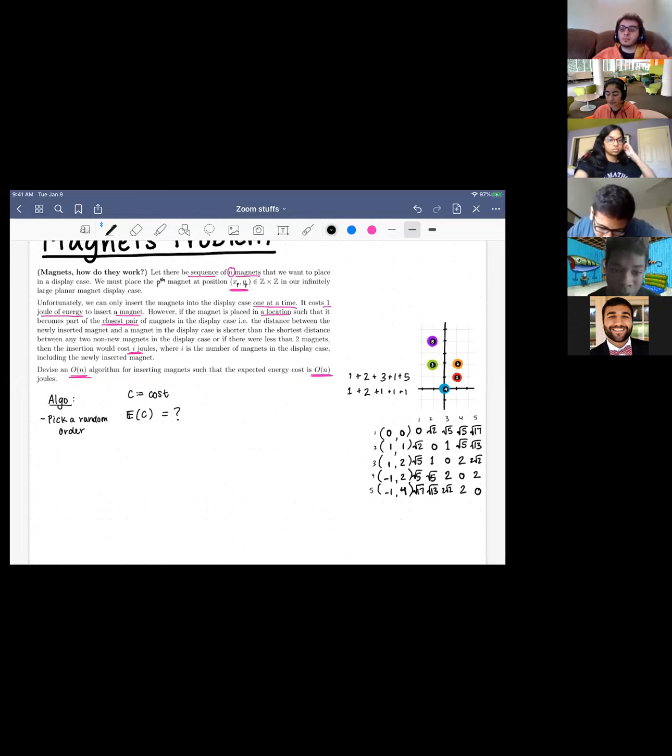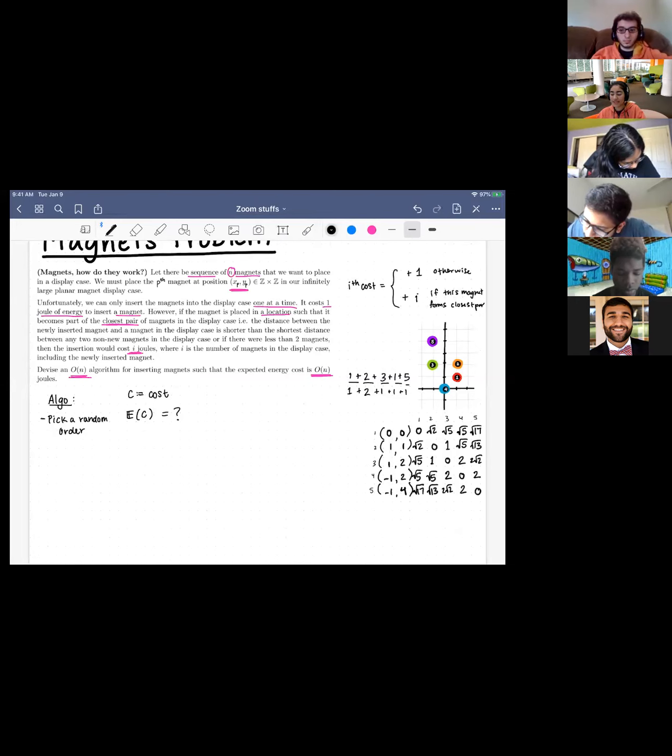One thing we can do is analyze what the cost per step is, the ith cost. It's either going to cost you 1 joule, I keep saying dollars, or it's going to cost you i joules. So it costs you i joules if this magnet forms the closest pair. And this is the otherwise case. I guess I could have written them in a different order.